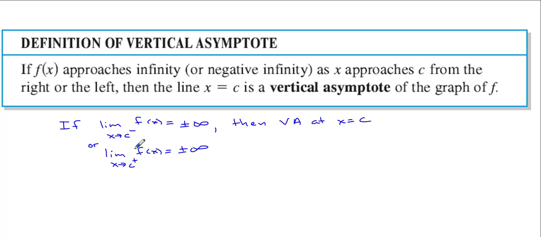Or Mr. Molly, when we have just approaching infinity from the left or from the right, when would that happen? Well, a piecewise function where the domain is broken up, or maybe like a log function that approaches the asymptote from one side.